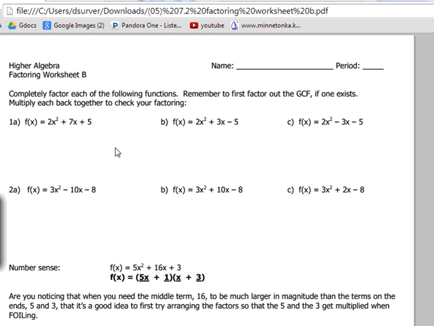So I'm going to pause for a second. Okay, it looks like this. Factoring worksheet B is the homework for today. And these first few are just plain old-fashioned factoring. And you get better at it the more you do it.